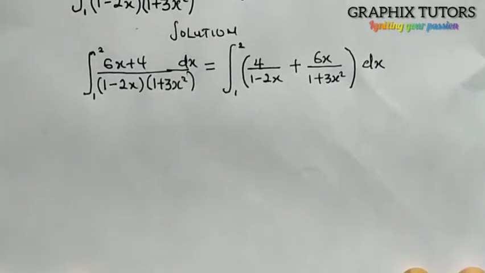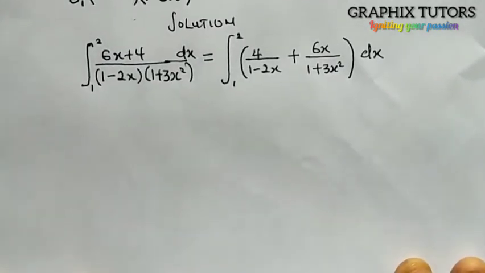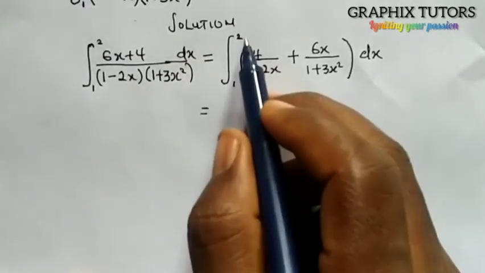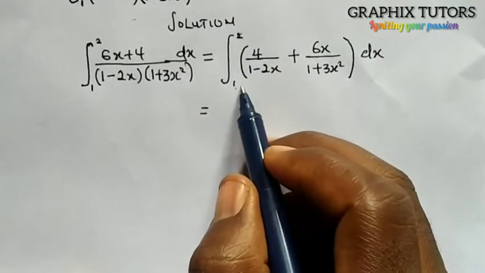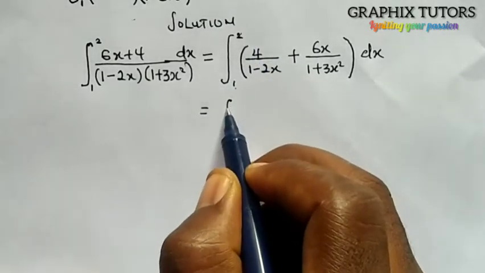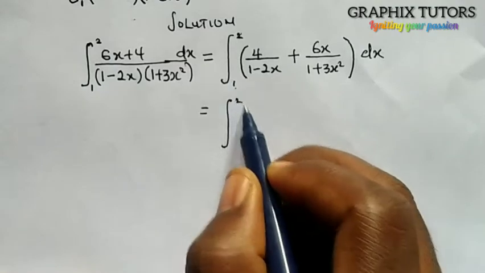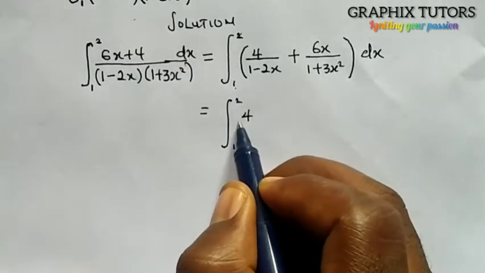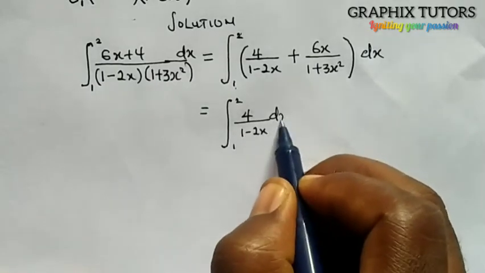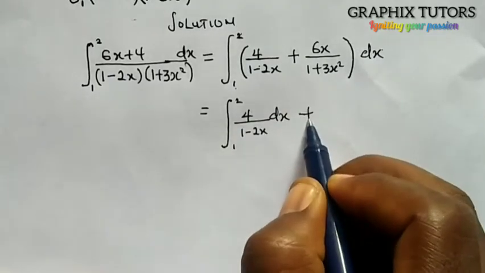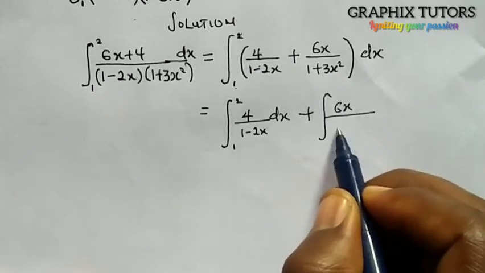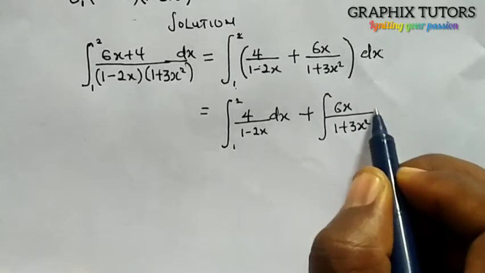Now the next thing you have to do is to expand. Whenever you see an integral that has an upper limit and a lower limit, we call it a definite integral. So from here I will say that the integral from 2 to 1, I'll write my 4 all over 1 minus 2x dx, plus the integral of 6x all over 1 plus 3x squared dx.